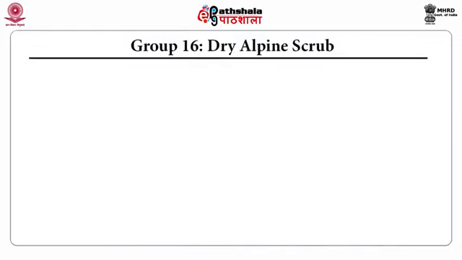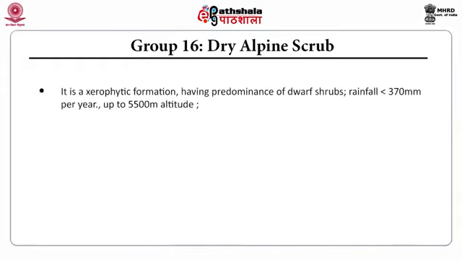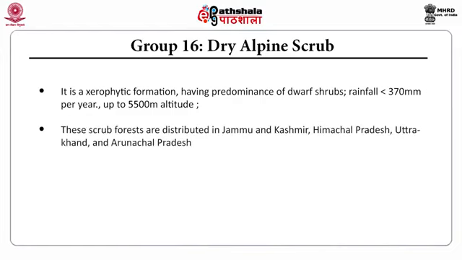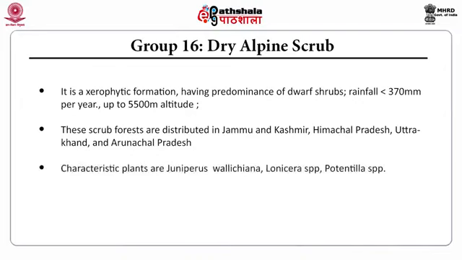Group 16, the dry alpine scrub. It is a xerophytic formation having predominance of dwarf shrubs, rainfall less than 370 millimeter per year, up to 5,500 meter altitude. These scrub forests are distributed in Jammu and Kashmir, Himachal Pradesh, Uttarakhand and Arunachal Pradesh. Characteristic plants are Juniperus wallichiana, Lonicera species and Potentilla species.